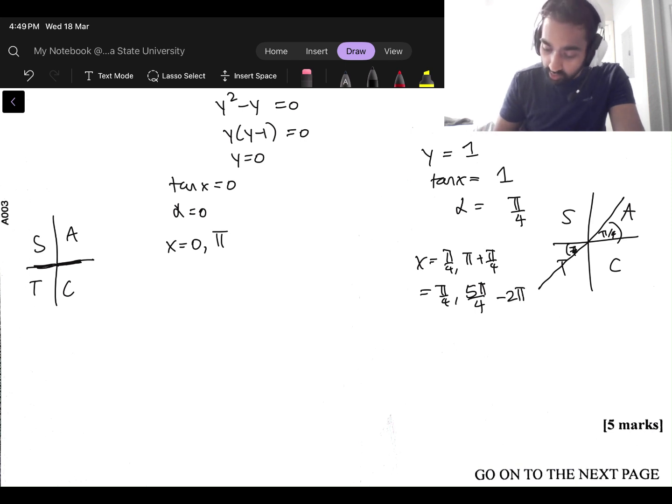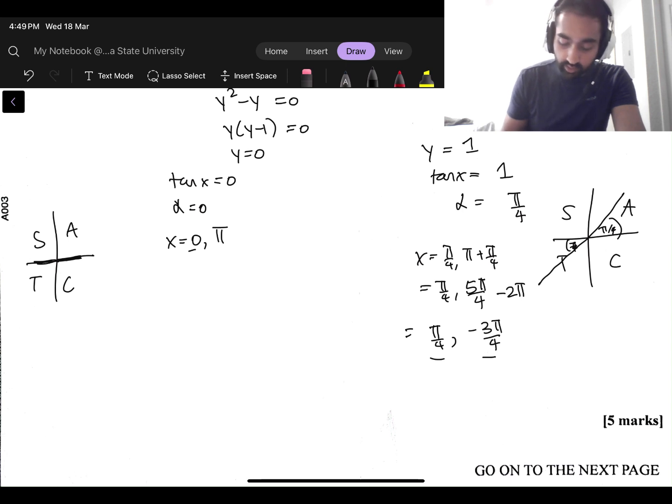So I'm going to subtract 2 pi. Anytime you have a trig solution, you could always subtract 2 pi, and it's going to be a solution. So if I do that, I'll get pi over 4. And then here, it'll be minus 3 pi over 4. So these are two solutions, and then this is another solution.